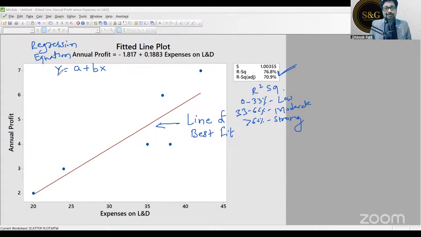Just try to understand what this is. Here y is our output, which is annualized profit. This is our y. Here, this is x. X is our expense on L&D, which we all know. Now let's talk about what A is. A is equal to the intercept. Make a note of this. And B is called the slope.